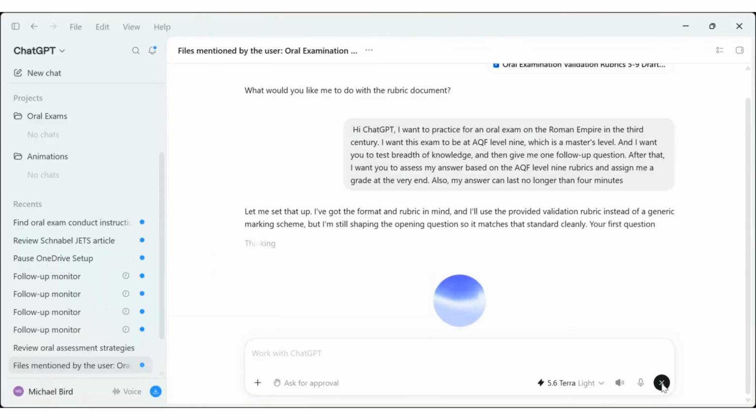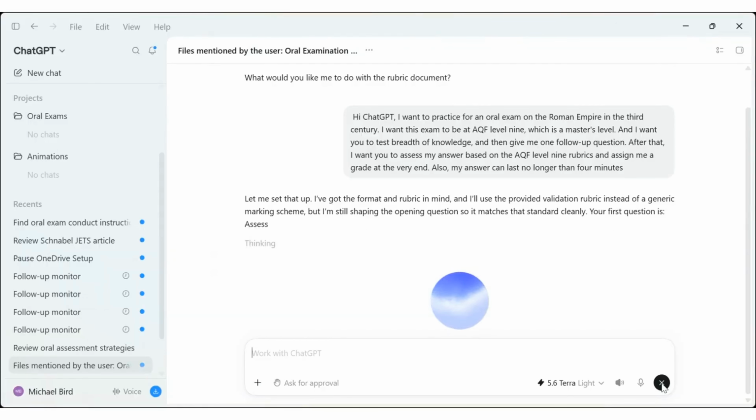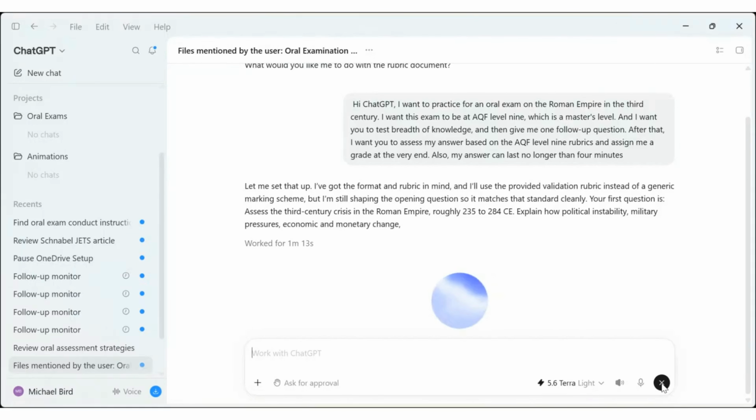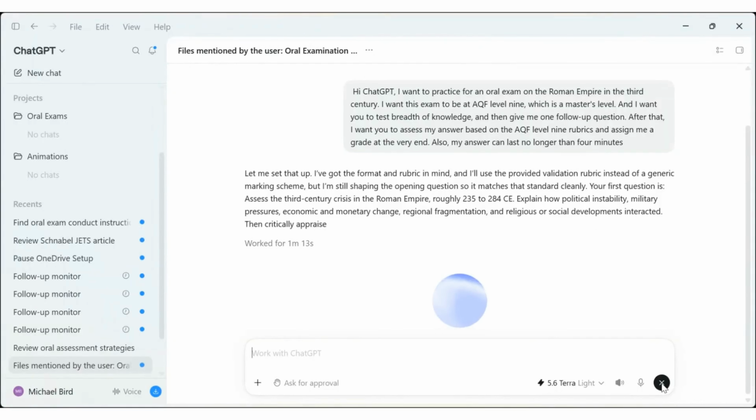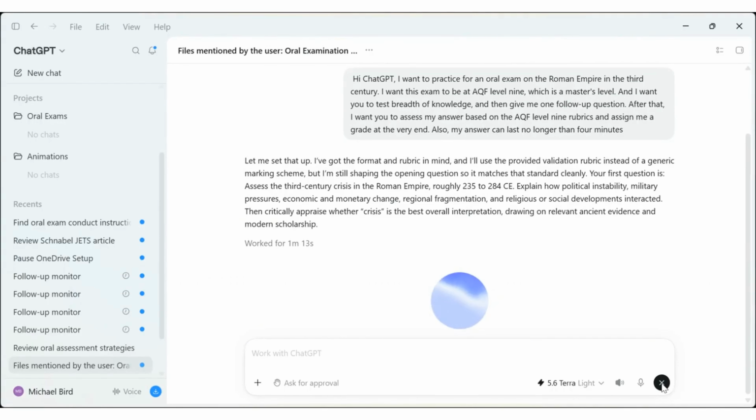Your first question is, assess the 3rd century crisis in the Roman Empire, roughly 235 to 284 CE. Explain how political instability, military pressures, economic and monetary change, regional fragmentation, and religious or social developments interacted. Then critically appraise whether crisis is the best overall interpretation, drawing on relevant ancient evidence and modern scholarship.